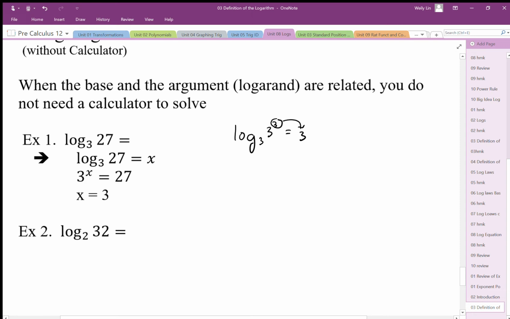We need to be able to solve this using our power properties. So here I'm just going to do the exponent form because I think the exponent form might be easier. 2 to the power x is equal to 32.